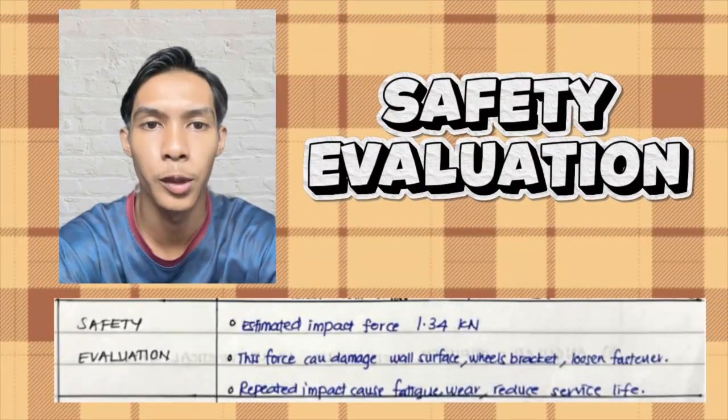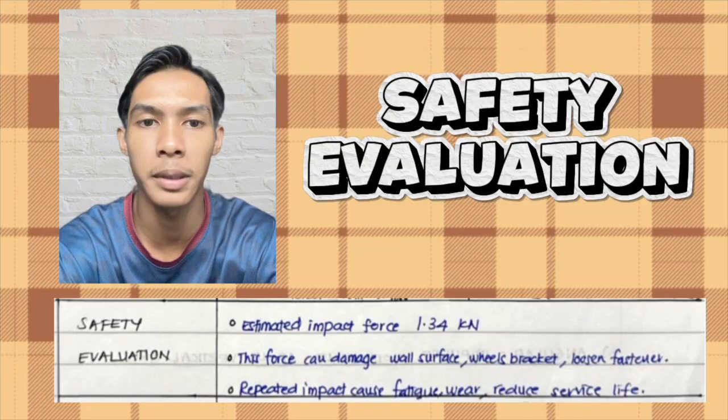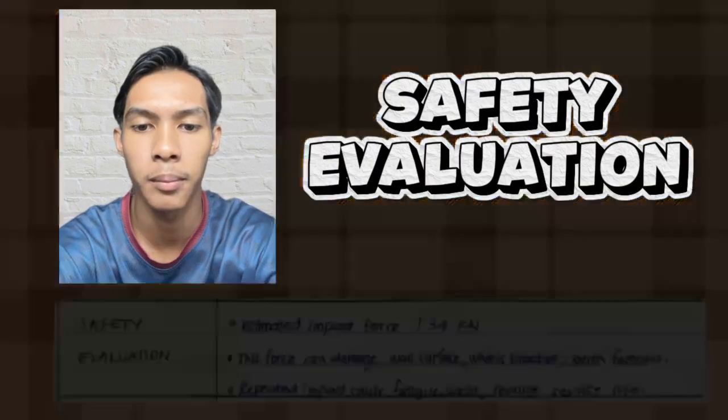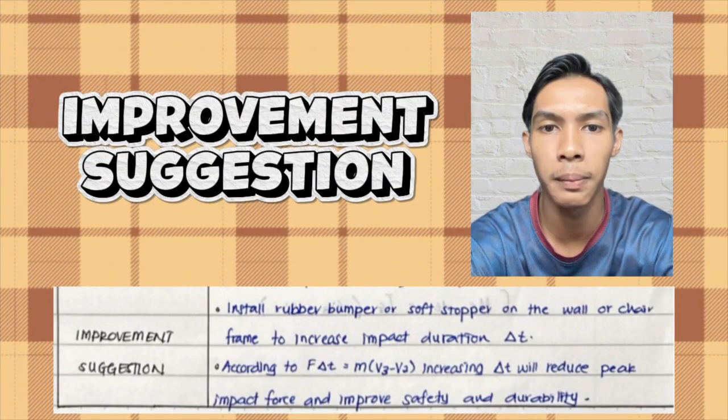From a safety point of view, the impact force of about 1.34 kN is not likely to cause immediate damage to the office chair. However, if the chair keeps hitting the wall many times, it may damage the wall, loosen the screws or wear out the wheels and bracket over time. To improve the design, I will add a rubber bumper to the wall or the chair. The rubber bumper increases the impact time and reduces the impact force. This helps reduce damage, making the system safer and more durable.